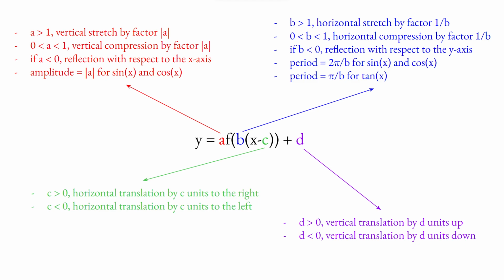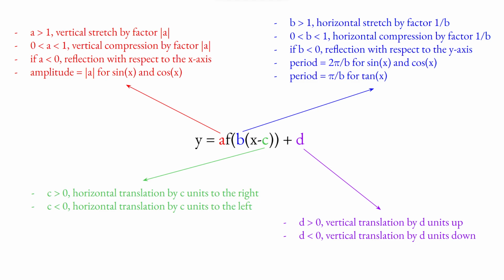Now we have the transformations of the functions. So A and D will transform the function vertically. B and C will transform the function horizontally. And you can see that A is either a vertical stretch or compression by a factor of the absolute value of A, and if A is negative, then there is a reflection with respect to the x-axis.